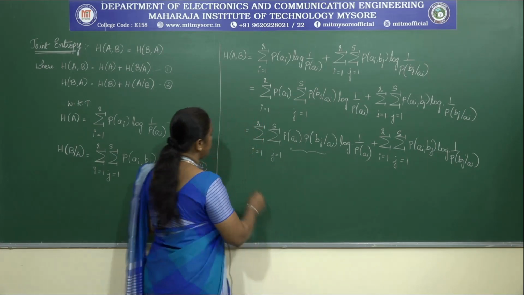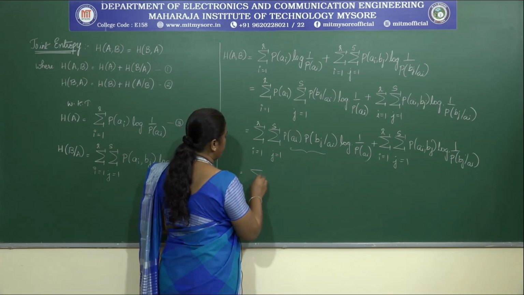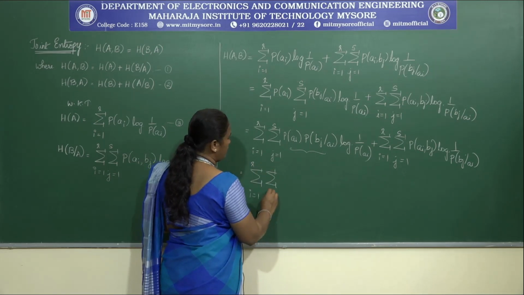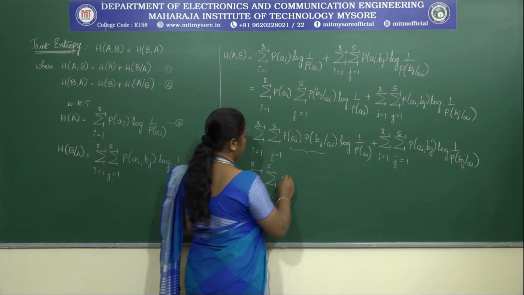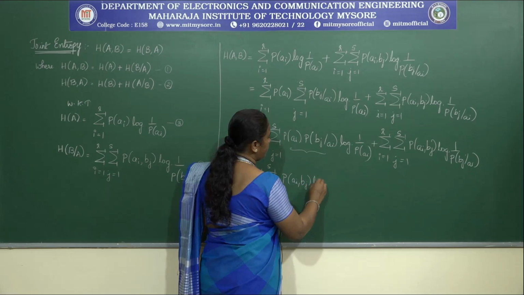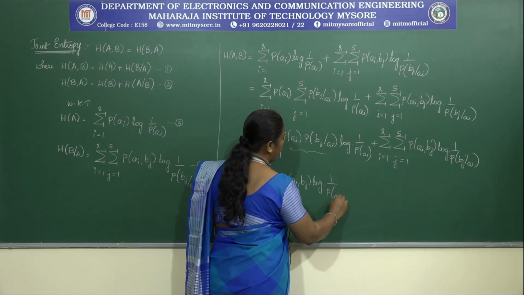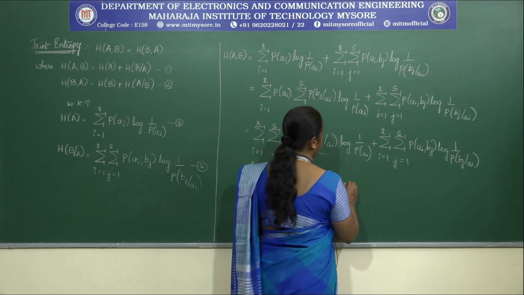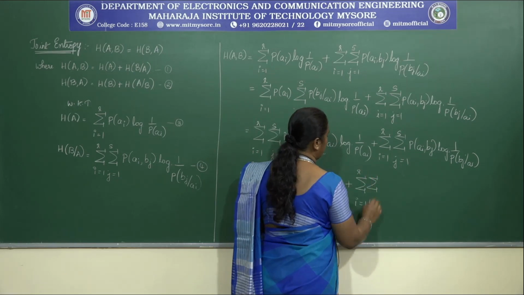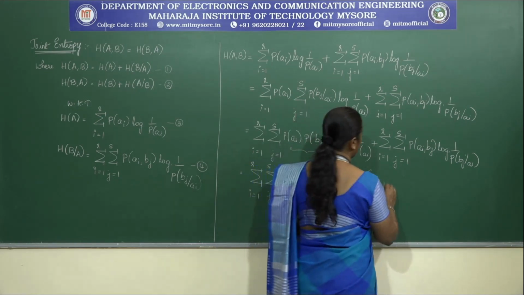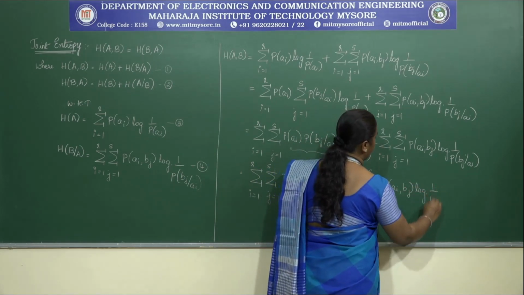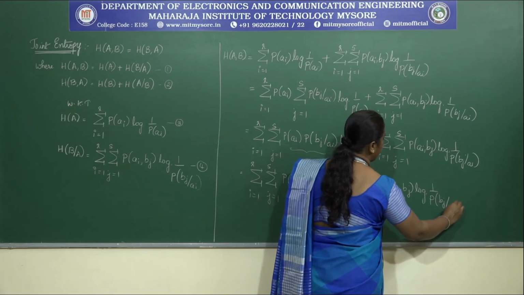This can be represented in the form of double summation I equals 1 to R, J is equal to 1 to S, P of AI comma Bj log of 1 by P of AI, plus double summation of I is equal to 1 to R, J is equal to 1 to S, P of AI comma Bj log of 1 by P of Bj by AI.